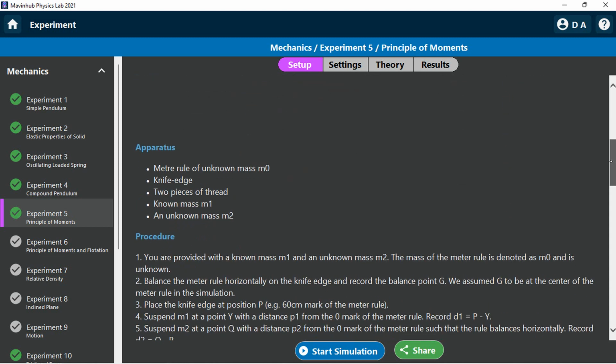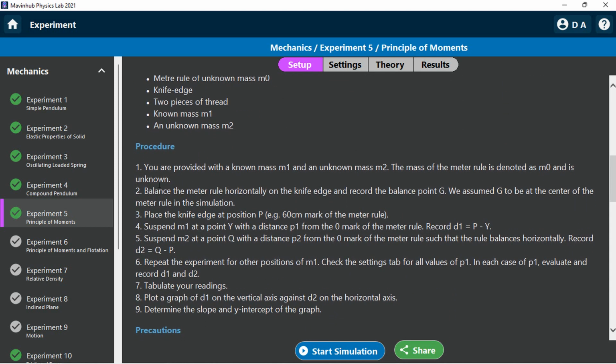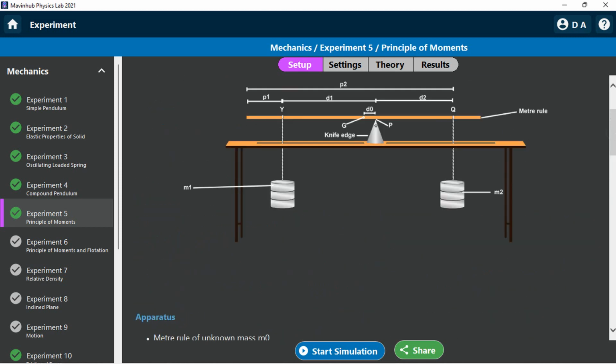So let's take a look at the procedure carefully. You are provided with a known mass M1 and an unknown mass M2. The mass of the meter rule is denoted as M0 and is unknown. You are meant to balance the meter rule horizontally on the knife edge and record the balance point. Typically, the balance point of a meter rule should be at the middle, which is around 50 centimeters. A meter is 1 meter, right? Then the middle should be 50 centimeters. But in some cases, it may not be exactly at 50 centimeters, especially if the meter rule is not uniform.